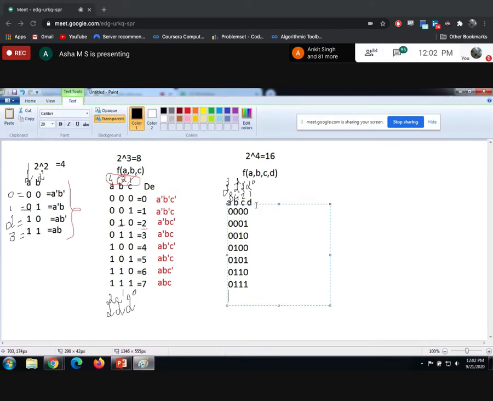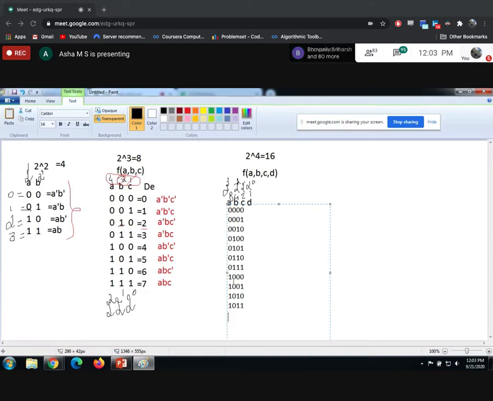Next bit represents 8. 8 means 1, 0, 0, 0. Okay. Next I have 9. 9 means 8 plus 1. So 1, 0, 0, 1. Next I have 10. 10 means 8 plus 2. 1, 0, 1, 0. I will reduce the font size. Next 11 is 8 plus 2 plus 1. So A, C, D should be 1, B should be 0. 1, 0, 1, 1.